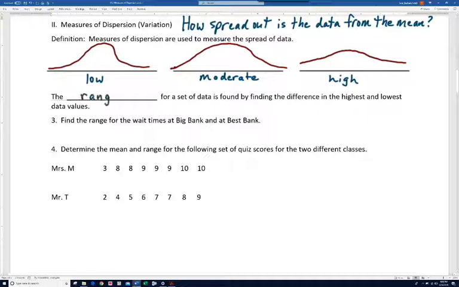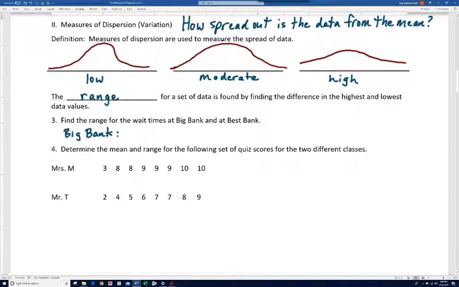And so the first one we're going to talk about when we talk about measures of variation is the range. And this is one that I would guess most of you are familiar with. The range for a set of data is found by finding the difference in the highest and lowest data values. So it says find the range for the wait times at Big Bank and Best Bank. So again, you can go ahead and do this problem and maybe number 4 and then check your answers.